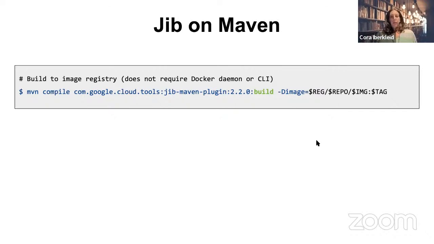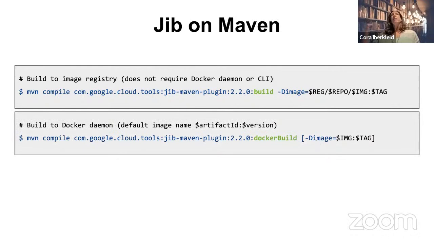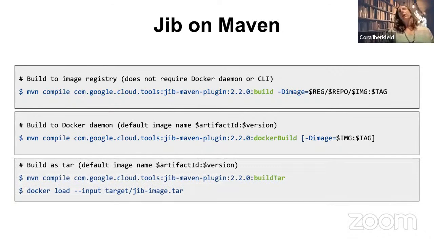The first example will actually build the image and push it to your repository, right? You can see the address here has a registry, the repository, the image, and the tag. So this includes the equivalent of a Docker push. The second one is if you don't want to do that, you just want it on your Docker daemon. In this case, of course, you do have to have Docker, but you can just build it locally. And finally, Jib also gives you the ability to just produce a tarball that you can then load onto your Docker image, so there are different destinations for the image that's produced.